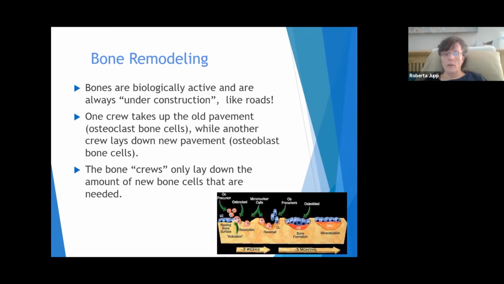So a lot of people think, well, once I develop my bones, then the bone cells just stay for the rest of my life, and they don't. They're constantly changing. So there are old bone cells that are dying and getting old, they're being removed, and then new bone cells are being laid down. And osteoporosis happens when more bone cells are being removed and not so many bone cells are being laid down. And so there's something that we can do about that. But that's kind of how it works. It's like a roadway, it's under construction.